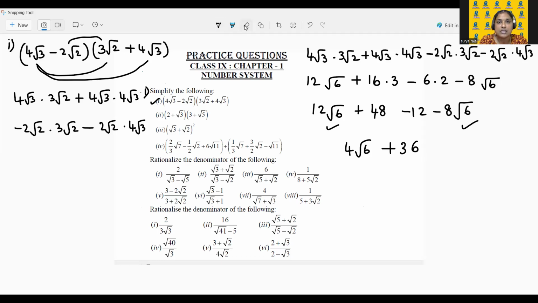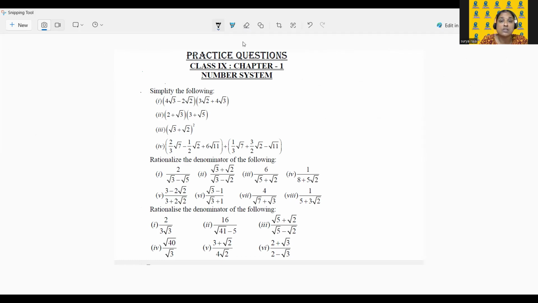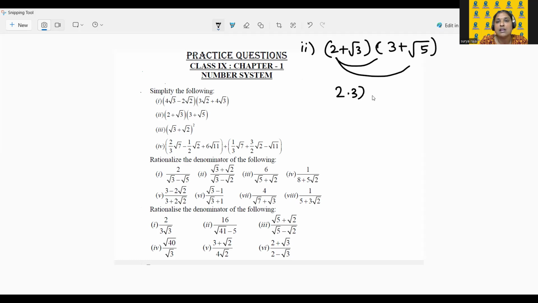See, when we practice more, these terms will come very easier. Let me take you to the second sum. 2 plus square root 3 times 3 plus square root of 5. So again, I'm going to use distributive law to expand these both. I'm just taking 2 and multiplying 2 times 3 plus 2 times root 5.